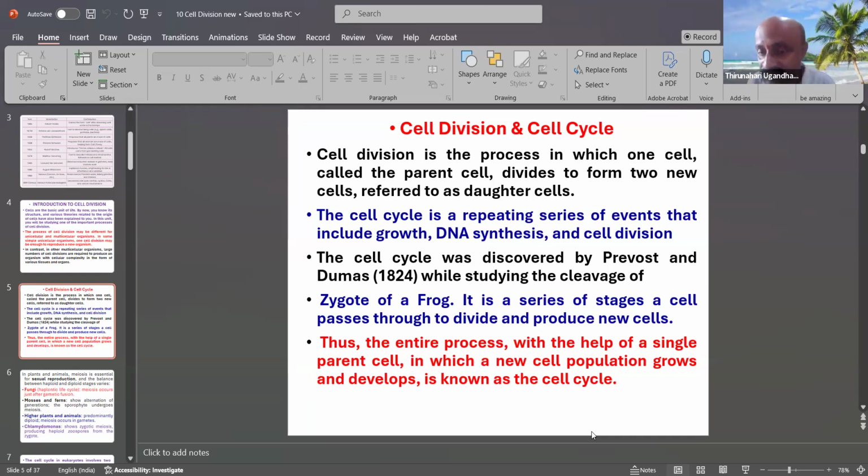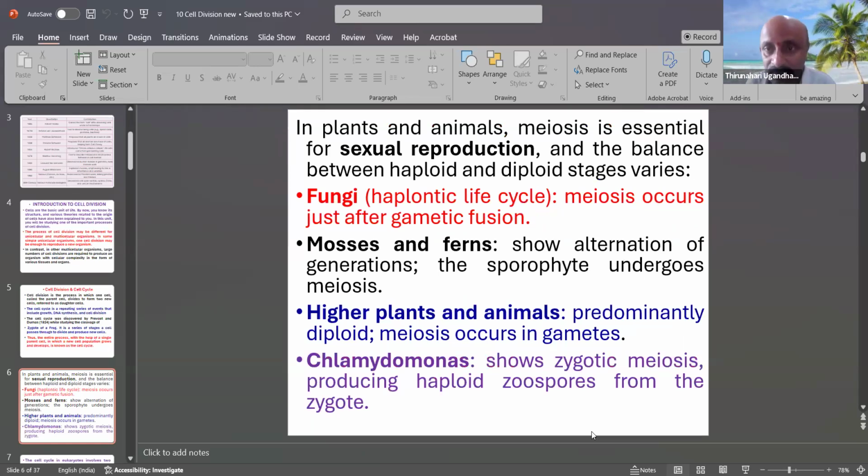What does cell cycle mean? The cell population grows and develops into new cells, new organisms. That total process is called the cell cycle. In plants and animals, meiosis is essential for sexual reproduction. Meiosis is important for the formation of life on earth. The balance between haploid and diploid stages varies. During the haploid stages, haploid cells fuse, and formation of the haploid cell is called meiosis. Then development of the diploid cell is called mitosis.